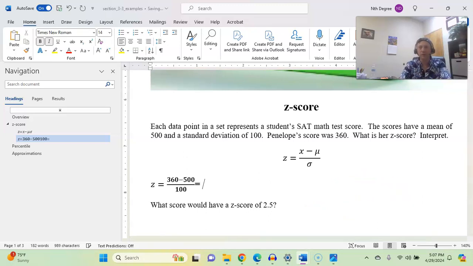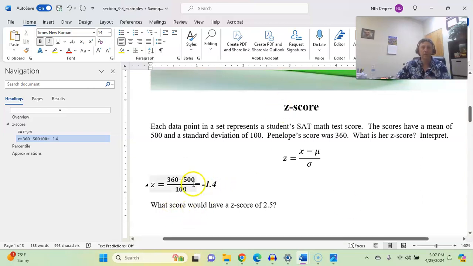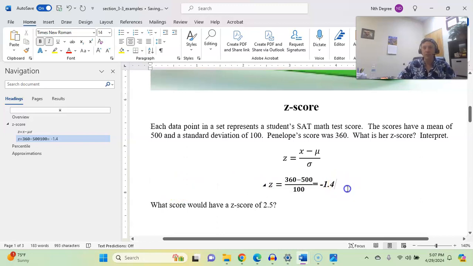And I believe this is going to give us a negative 1.4. 360 minus 500 is negative 140. And if you divide that by 100, you get a z-score of negative 1.4.